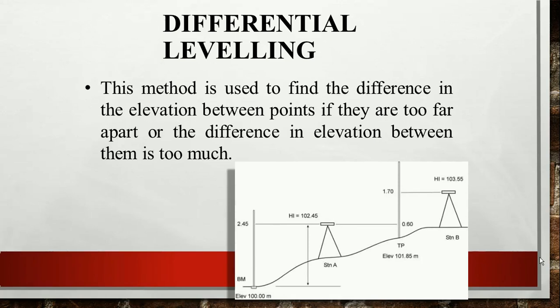So number 2 classification is differential leveling. This method is used to find the difference in elevation between points if they are too far apart or the difference in elevation between them is too much, right? So it is the same as simple leveling, but when the distance is too far, you have to carry out differential leveling, right? As you all can see, there is a benchmark and station points, and you have to find out the elevation of the point. For that you have to set the instrument at two different positions to carry out the differential leveling, right?